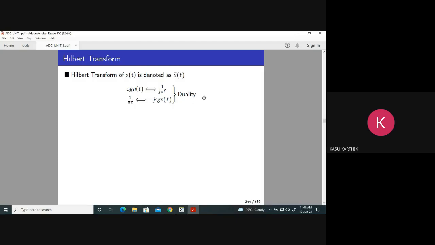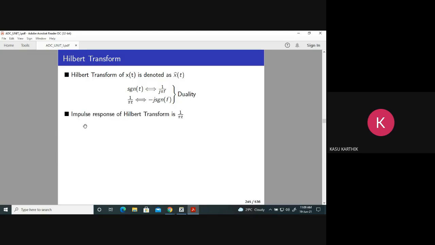This is called the duality principle. You go and verify what the duality principle is: x of t has Fourier transform X of omega, then capital X of t has transform x of minus omega. I don't want to get into details. As I already mentioned, you must be thorough with the basics of signals and systems. I don't want to waste my time; if you have any doubts, check after the class. So simply, 1 by pi t has a Fourier transform of minus j signum of f.